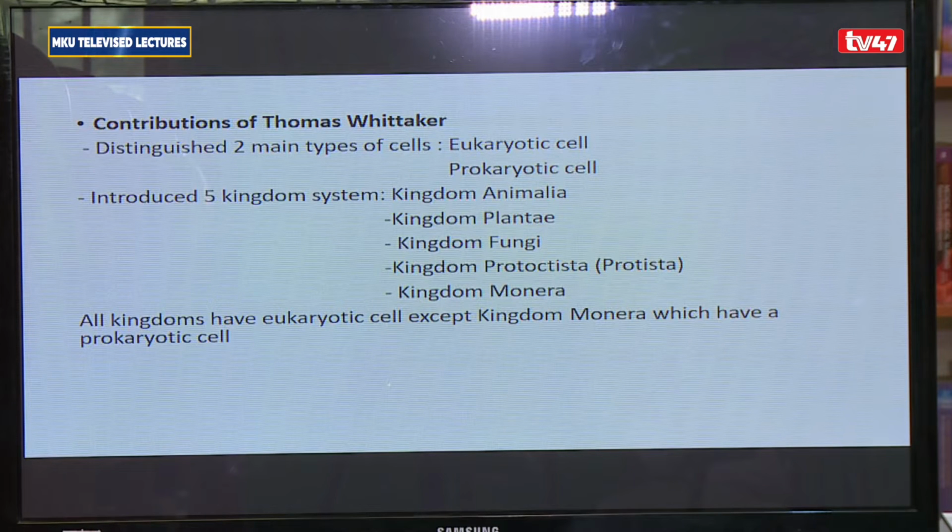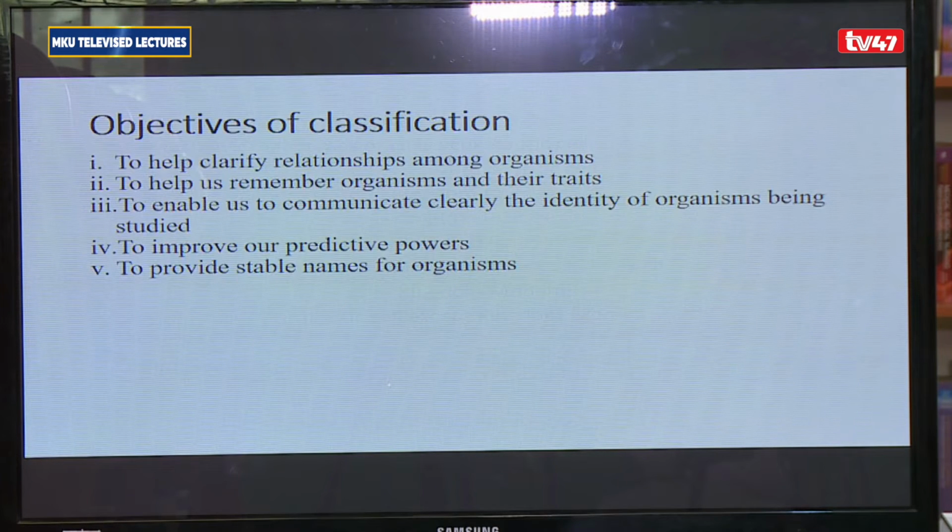Now, the contributions of Carolus Linnaeus and Thomas Whittaker are the main ones we use in modern day classification. Now, classification has become so important that until now, we actually study it as a serious branch of science, as taxonomy. And ideally, the purpose of classification is to create order in the many living things by putting them into groups. So we do have the objectives of classification as it tries to put order in the living things. And the objectives of classification, we have got five.